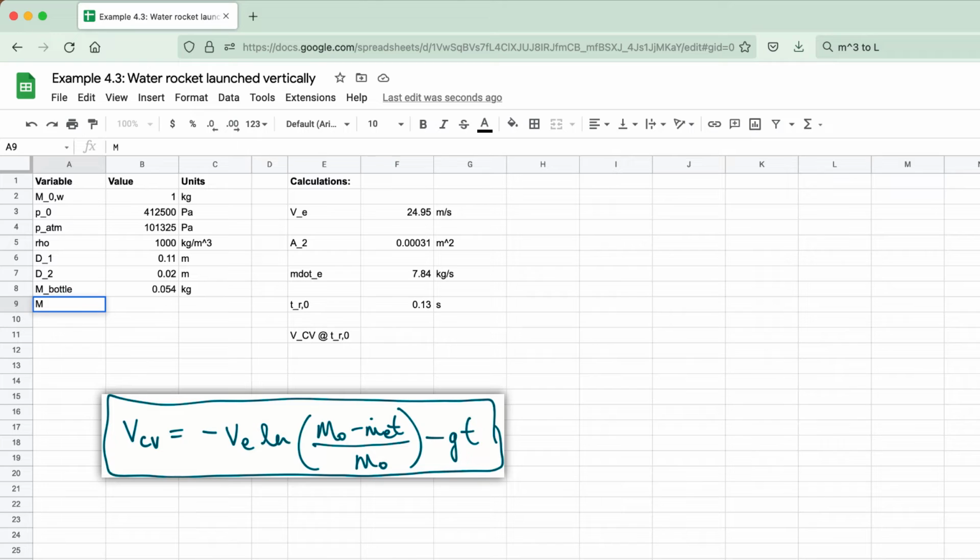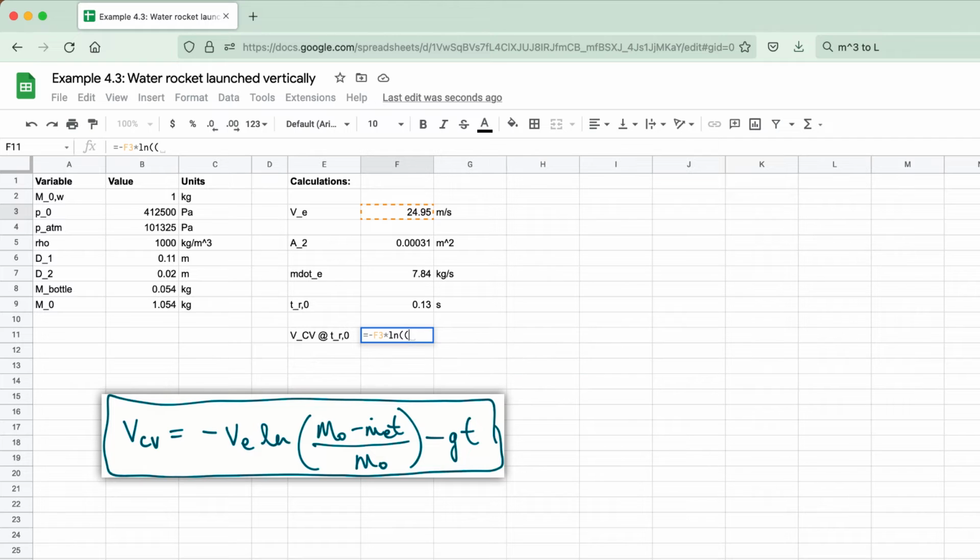And then my total initial mass is just the water that we start with, plus, and I'll click on the bottle cell there, right? And that is in kilograms. Okay, so that's what we need to calculate our velocity at the point that the water runs out. So that equals negative VE times, and now it's going to do the ln for you as well. See, the spreadsheet's great, right? You don't have to muck about with your calculator or anything like that.